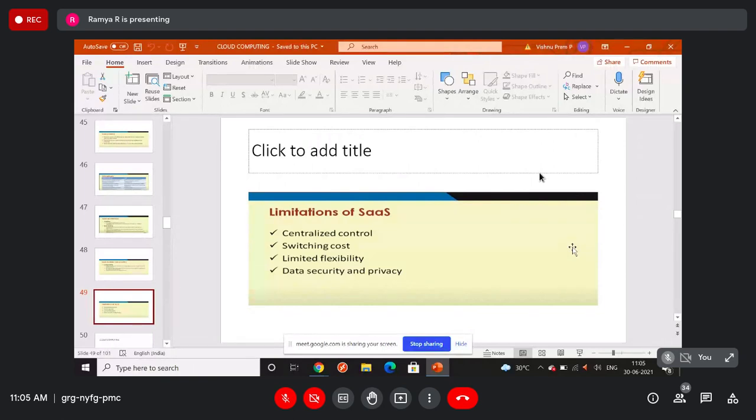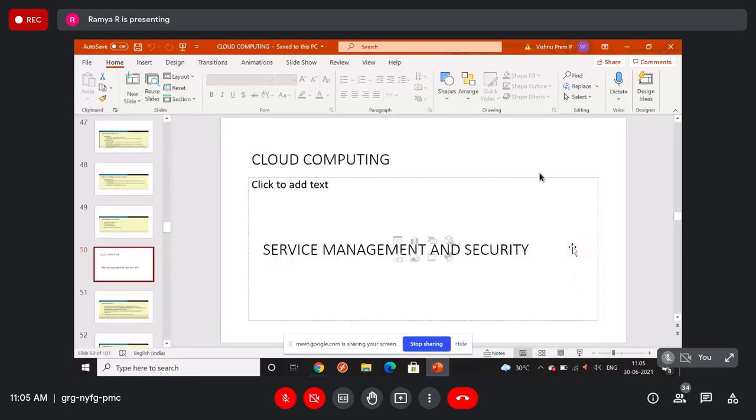Okay, that is controlled by somebody else. Okay, switching cost and limited flexibility and data security and privacy. Okay, those are the limitations of SaaS. Now we are going to talk about service management and security in the cloud.